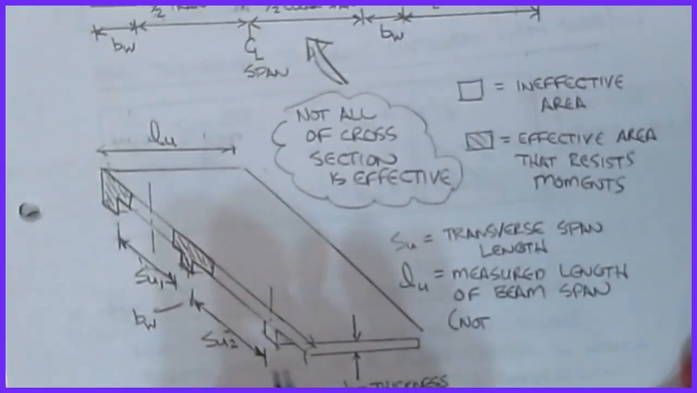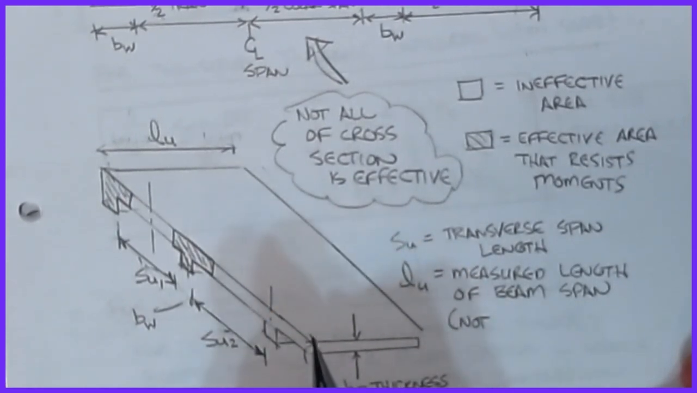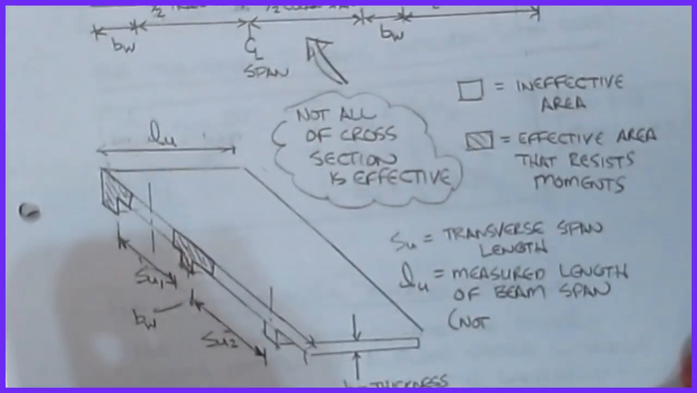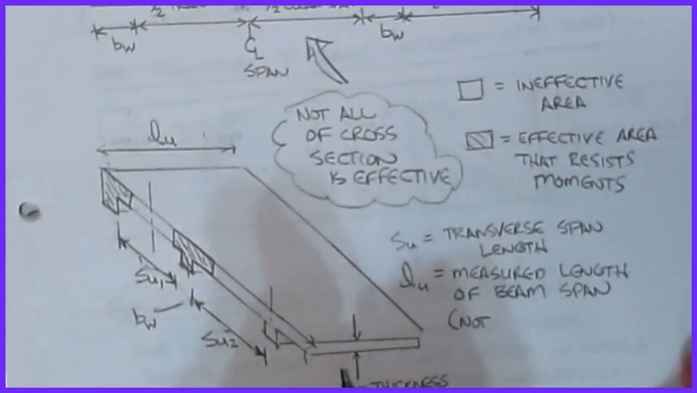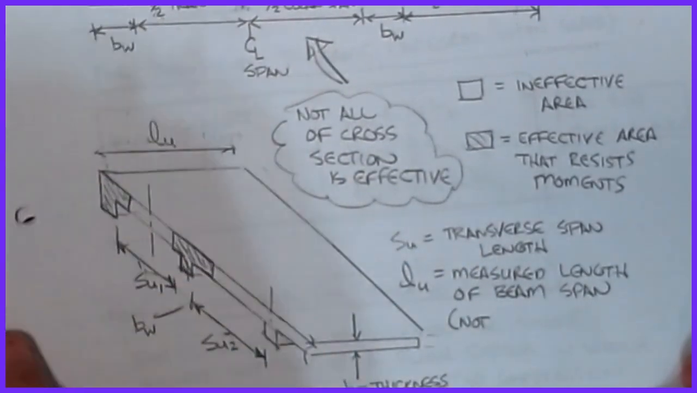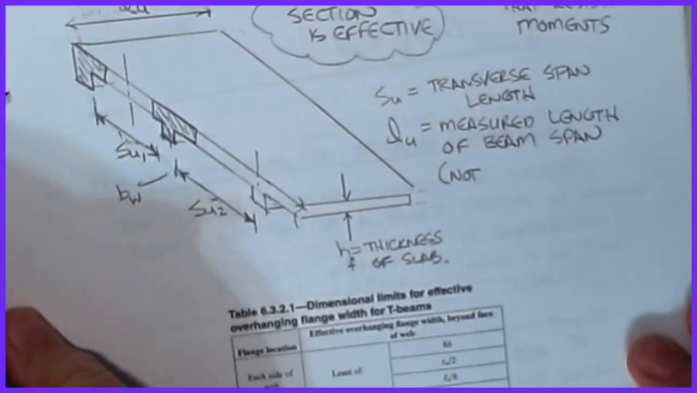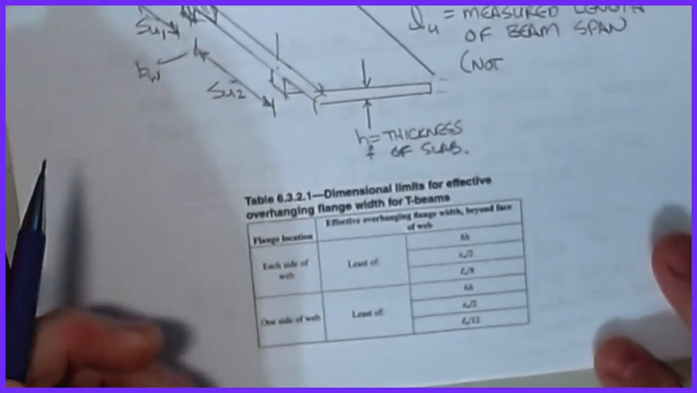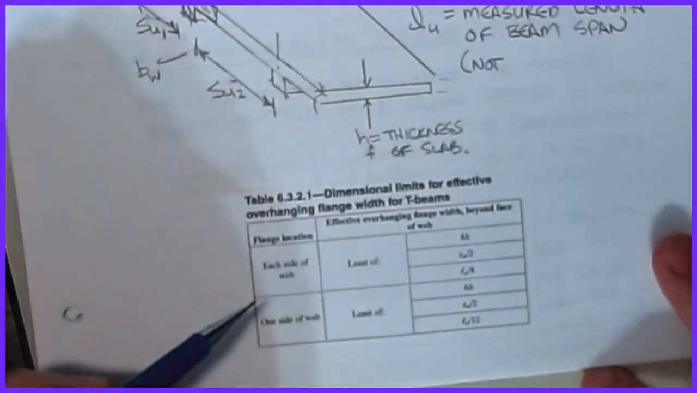Okay, and then we have the measured length of the beam itself, which is the main span, which would be down the length of the beam. So you have to make sure that your S's and your L's are oriented correctly. Okay, the other variable in all this is the thickness of the slab, which we're going to call HF. And you can kind of see that on these pictures. All right, so all of the effective flange width calculations come out of this table 6.3.2.1, and I apologize, it's a little blurry, but you can kind of see it.